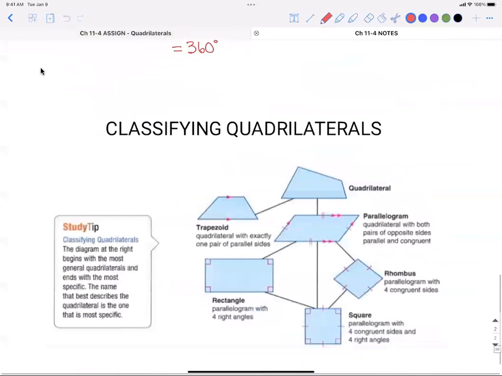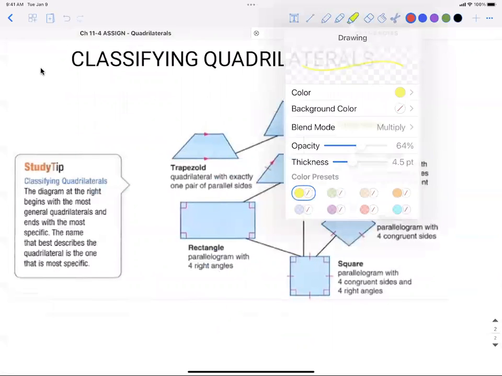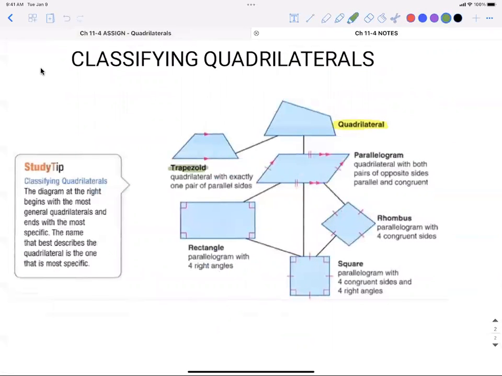All right, so when you're classifying quadrilaterals, a couple of things I want to point out here. One is all of these on the screen right now are quadrilaterals, okay? But this one is just a generic quadrilateral here. There's nothing really special about it. Then we get some special quadrilaterals. We have a trapezoid, a parallelogram, a rhombus, a square, and a rectangle, okay? Those are your special quadrilaterals.